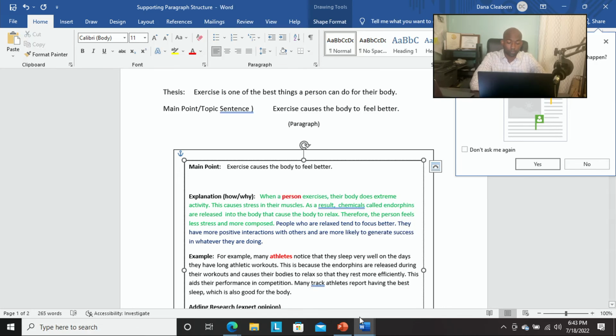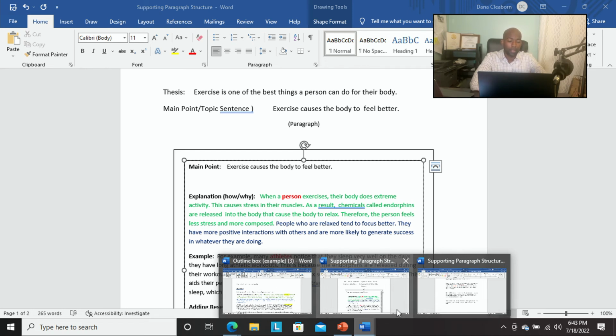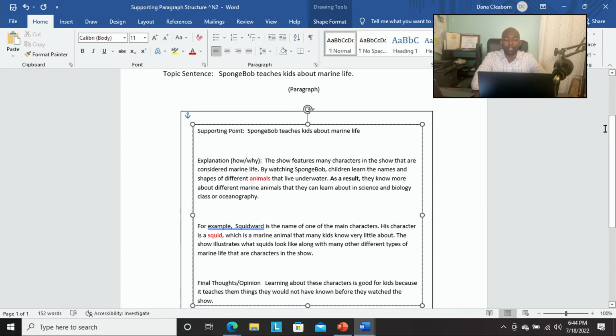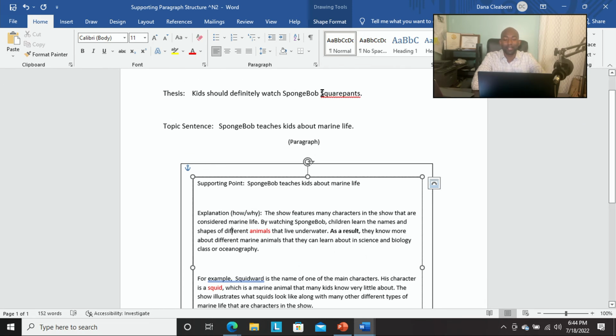And it sounds good. We did one more. And I'll admit this is not the most scholarly of them, but it does kind of prove the point, at least, right? And so the thesis says kids should definitely watch SpongeBob SquarePants. All right. I don't know if you capitalize pants and SquarePants, but I guess I'll just leave it the way it is. All right. And so the topic sentence is a reason why to support this thesis. Okay. So it says SpongeBob teaches kids about marine life.